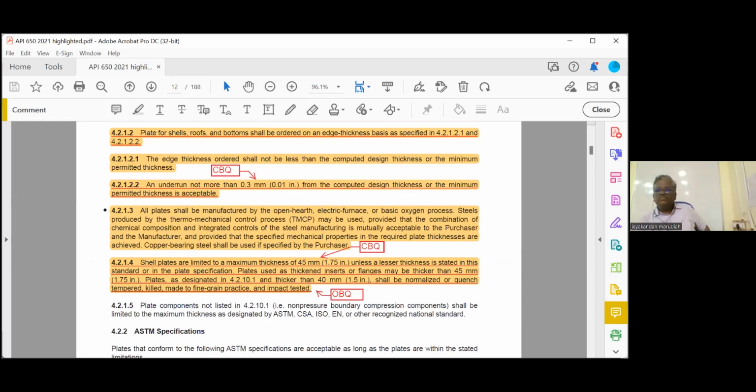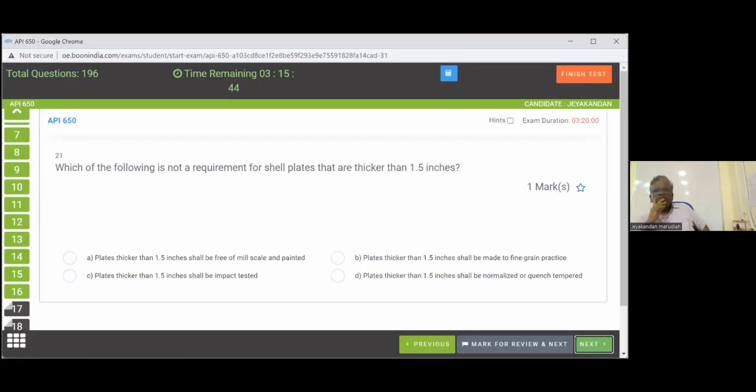Next one: which of the following is not a requirement for shell plates that are thicker than 1.5 inch? What is the requirement for more than 1.5? It should be fine grain practice, impact tested, normalized or quenched. So it is the one that is not a requirement, just see and answer. Which of the following is not a requirement?